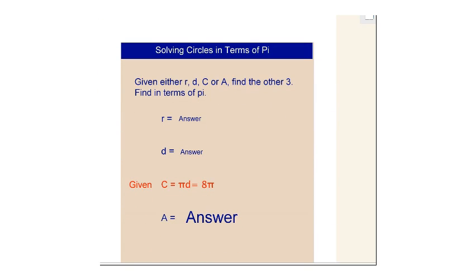In this case, you're given the circumference instead of the radius. So let's think about what we can tell from the circumference. Well, since circumference is pi d, and we see 8 pi here, we know that d must be equal to 8. So our diameter is 8. So what do you think the radius is? 4, right? Half of that. And now that we know our radius, we can find our area. So plug your radius in the place of r, and you should get 16 pi.